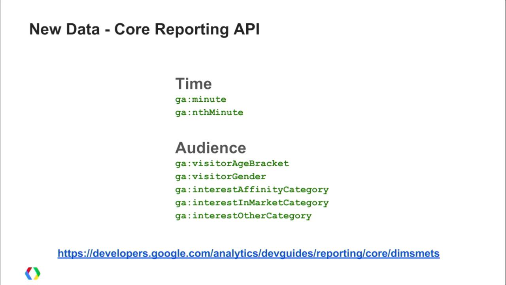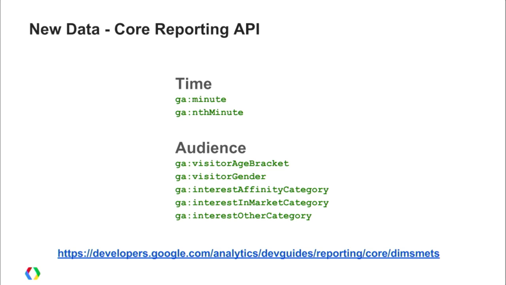The next thing is the core reporting API. We've added some new data again to the core reporting API. The minute was actually something that a lot of people had requested, minute level data, and now we actually have this. So you can query by minute, which is pretty impressive when you do it for a long period of time. It's crazy that you get that much data back. And then we have the nth minute, which is kind of an indexed value, which will show you basically index values over the time period that you've specified.